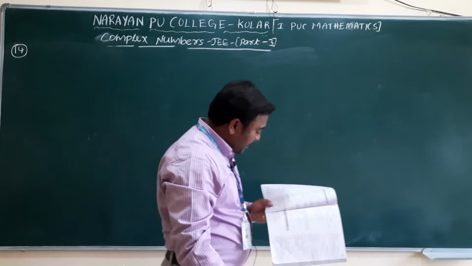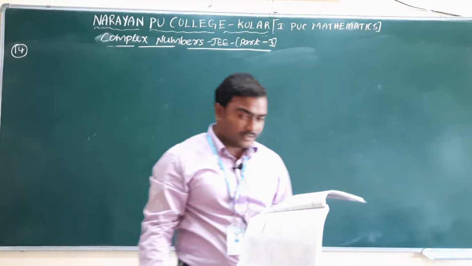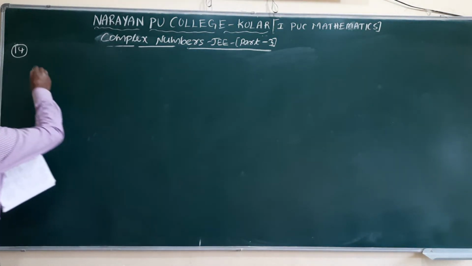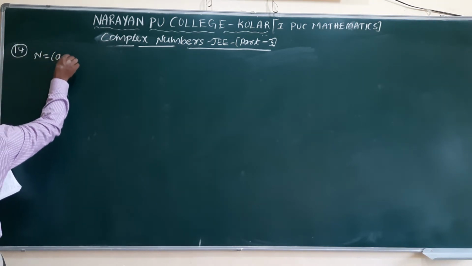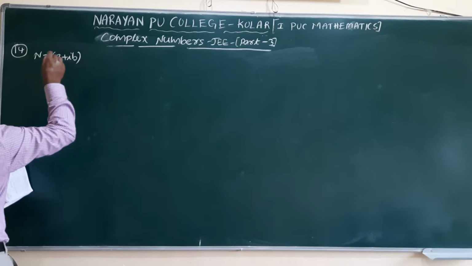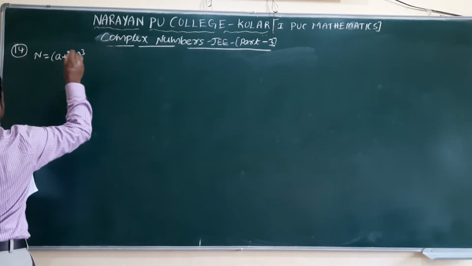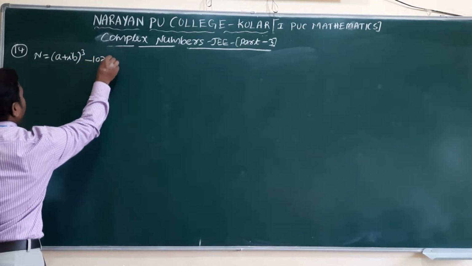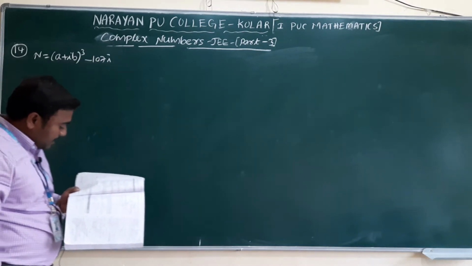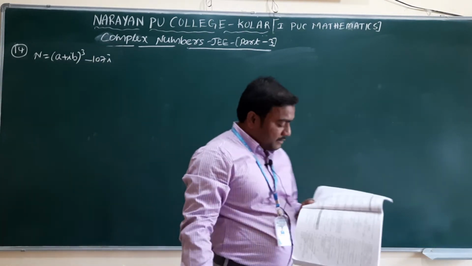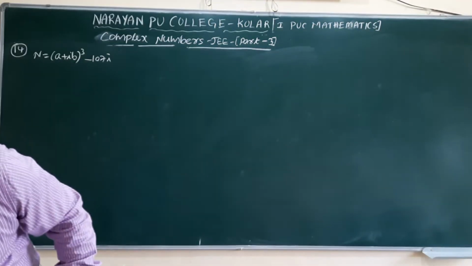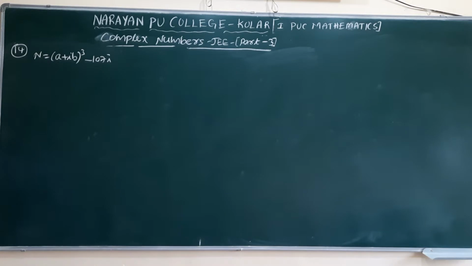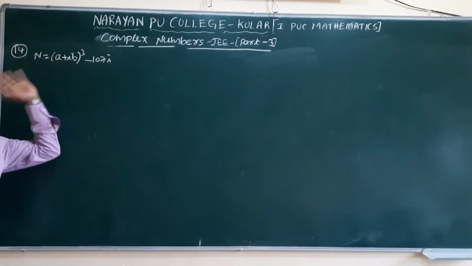Next question number 14. If a and b are positive integers such that n is equal to a plus ib whole cube minus 107 into i is a positive integer, then the value of n is. So a plus ib whole cube minus 107 into i.